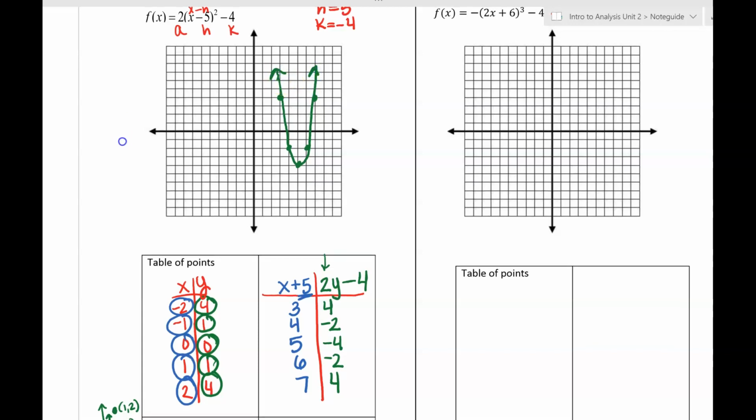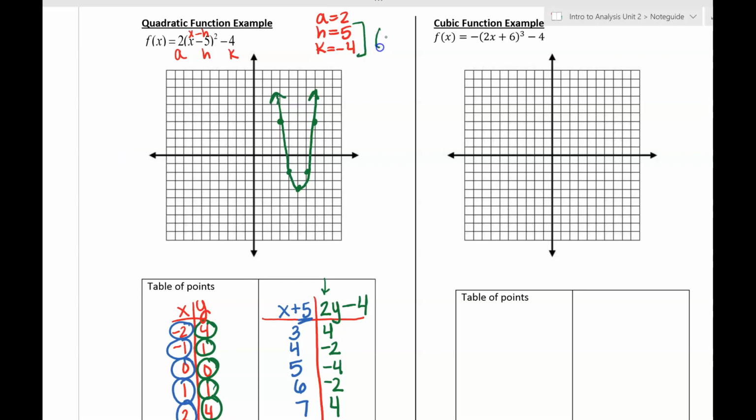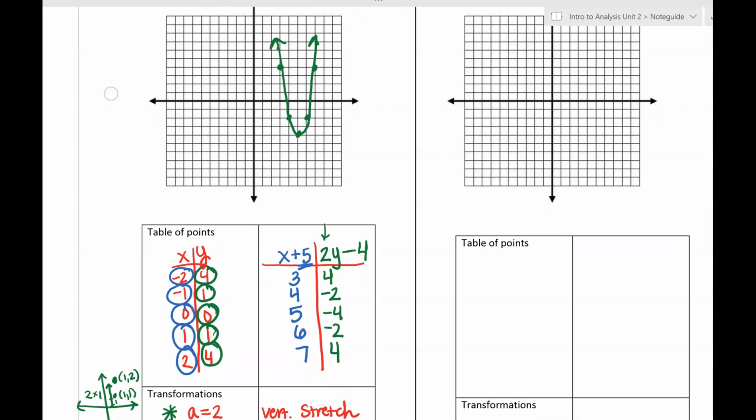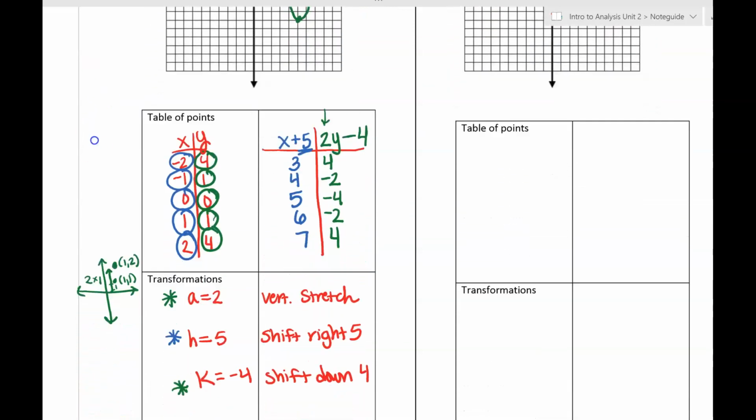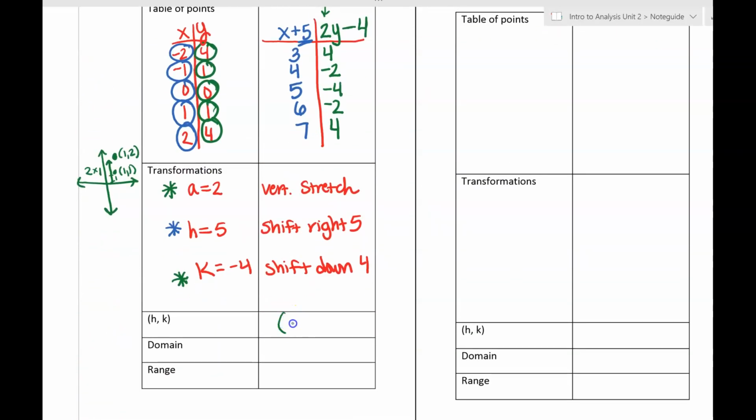And there are a couple checks you can do on your graph. Notice your h and k were 5, -4, so that's where you expect your vertex to be. And I see my vertex there, so that gives me some confidence in my graph. So my h and k, I see that 5, -4. My domain, again, for all the quadratics, we can plug in anything, is all real numbers, -infinity to infinity.